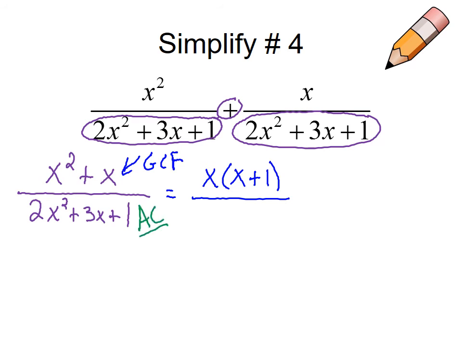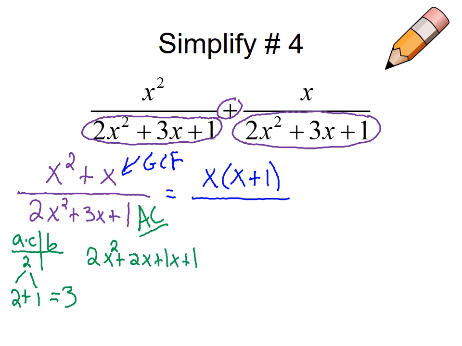So if I do this, I'm going to take A times C, which is 2. It has to add up to B, which is 3. So 2 times what equals 2? 2 times 1 equals 2, and 2 plus 1 equals 3. I get 2x squared plus 2x plus 1x plus 1.